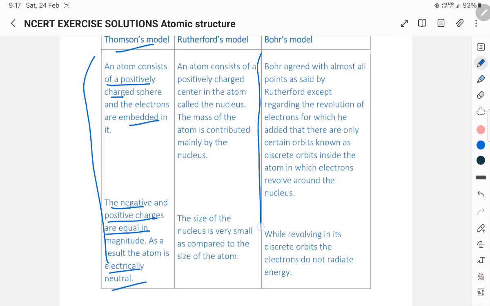Now what about Rutherford model of atom? An atom consists of a positively charged center in the atom called the nucleus. The mass of the atom is contributed mainly by the nucleus, right? The size of the nucleus is very small as compared to the size of the atom, right?